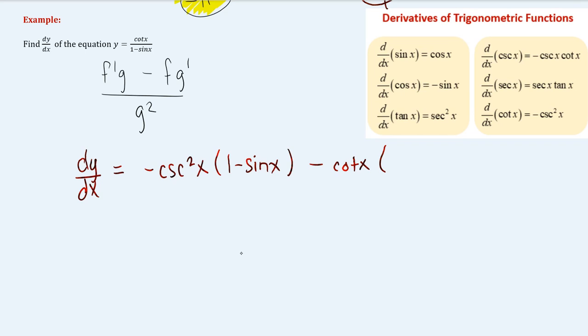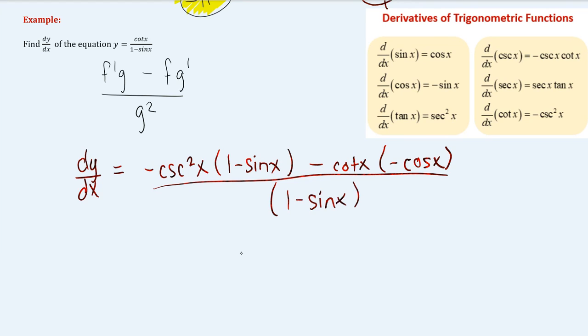times the derivative of the denominator, 1 minus sine x. Well, the derivative of sine is cosine, so that would just be negative cosine, since there's a negative on the outside of the sine. And then divided by g squared. Our g is (1 minus sine of x) squared. Okay.